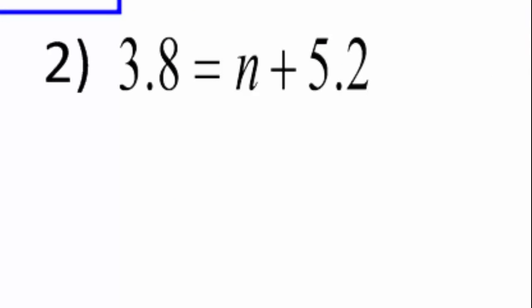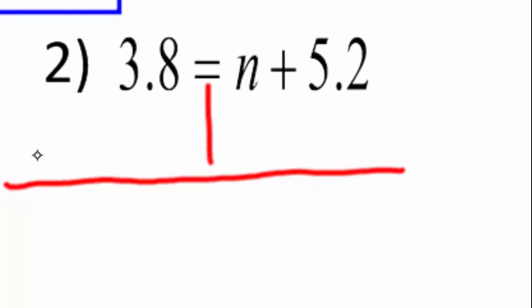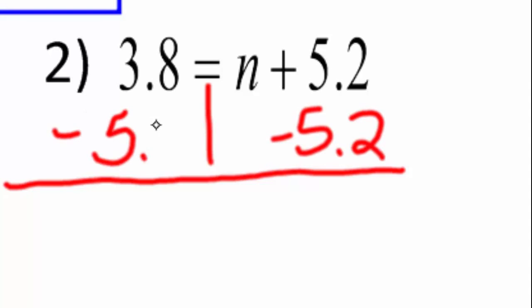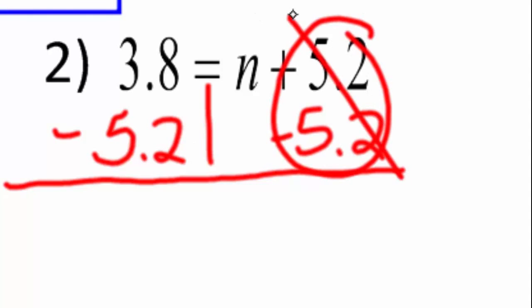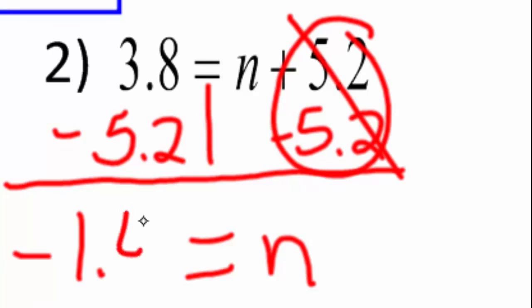If I have decimals, I would do the same thing though, right? Even though there are decimals here, this 5.2 that's on the same side of the equal sign as n, that's still a constant there. It's just a decimal. So to zero it out, I would subtract 5.2. But what I do to one side, I have to do to the other. So 3.8 will also be subtracted by 5.2. So n plus 5.2 minus 5.2, these cancel out, leaving me with n. And 3.8 minus 5.2, that's going to give me a negative 1.4.